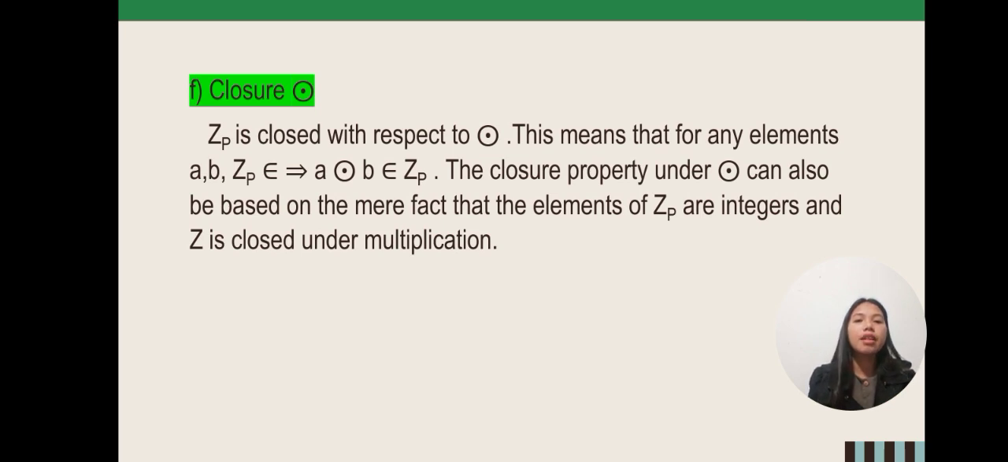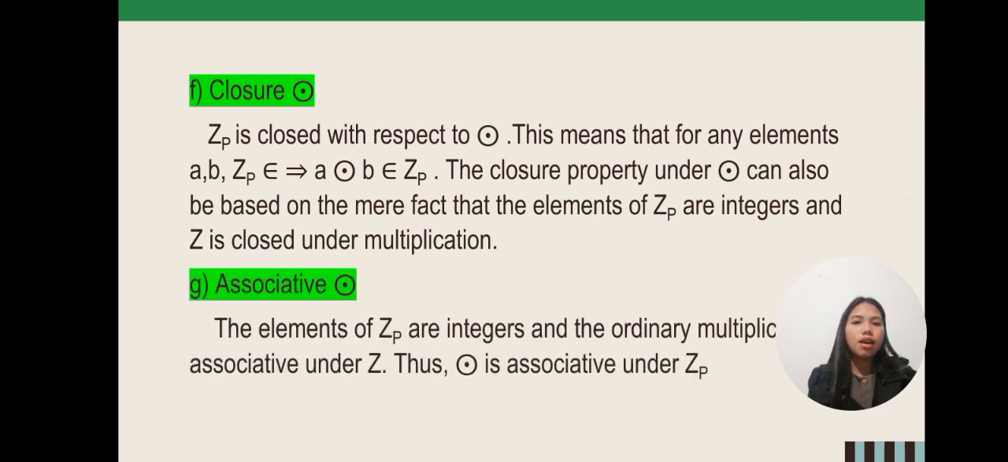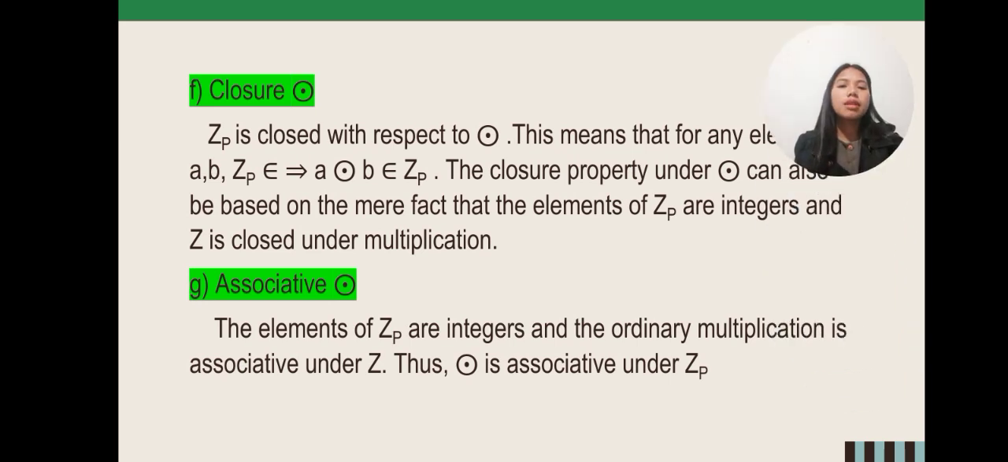This means that for any elements a, b of Z sub p, a Hadamard product b is an element of Z sub p. The closure property under the Hadamard product can also be based on the mere fact that the elements of Z sub p are integers and Z is closed under multiplication. Associative. The elements of Z sub p are integers and the ordinary multiplication is associative under Z. Thus, the Hadamard product is associative under Z sub p.